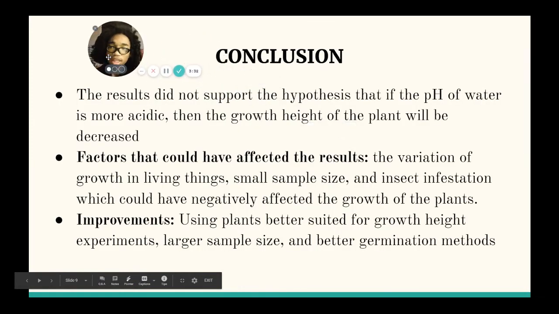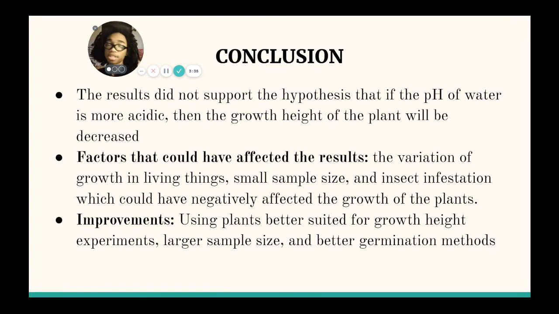In conclusion, the results did not support the hypothesis that if the pH of water is more acidic, then the growth height of the plant will be decreased. Factors that could have affected the results are the variation of growth in living things, the small sample size, and an insect infestation, which could have negatively affected the growth of the plants. While watering my plants, I observed bugs planting eggs and just wandering around on the plants, and I think that could have negatively impacted them.